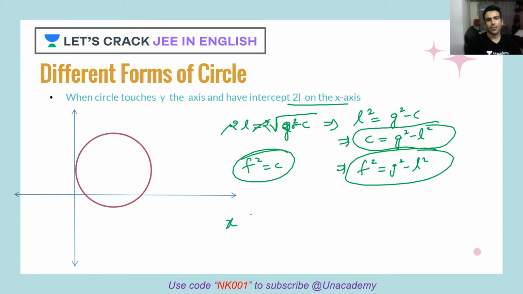I'll show you. (x plus g) whole square plus (y plus f) whole square, where instead of f I put the square root of g square minus l square, is equal to the radius squared. Now see here, what will be the radius? This is my (minus g, minus f), correct? So this part is g only. So I can write directly g square.